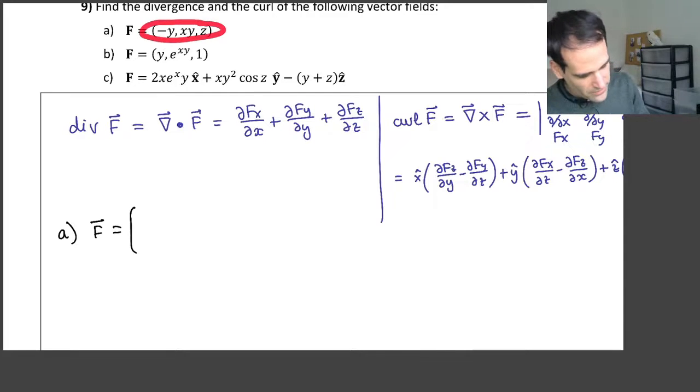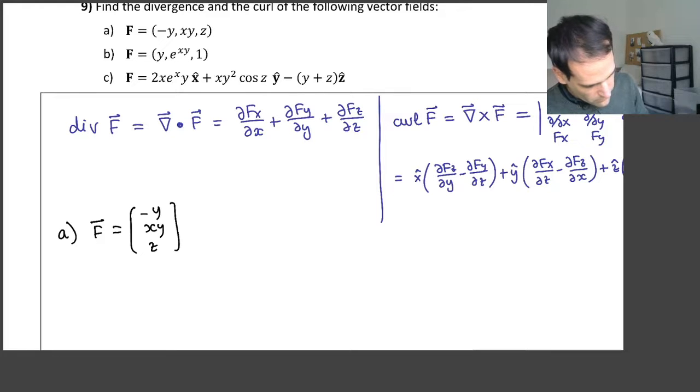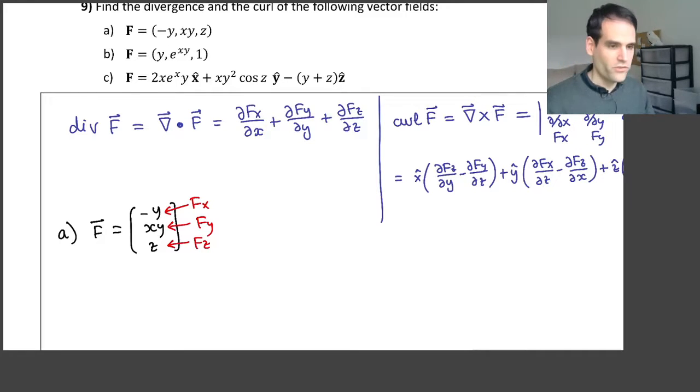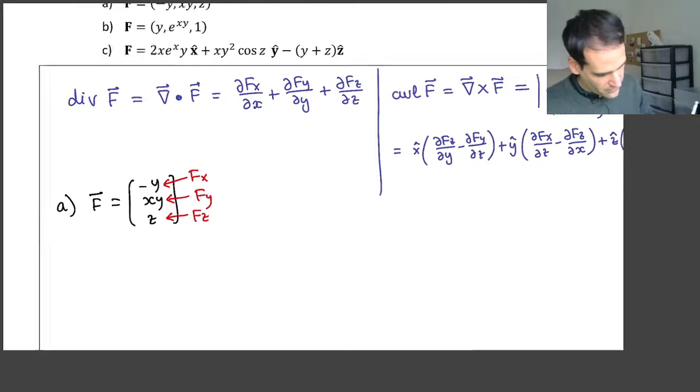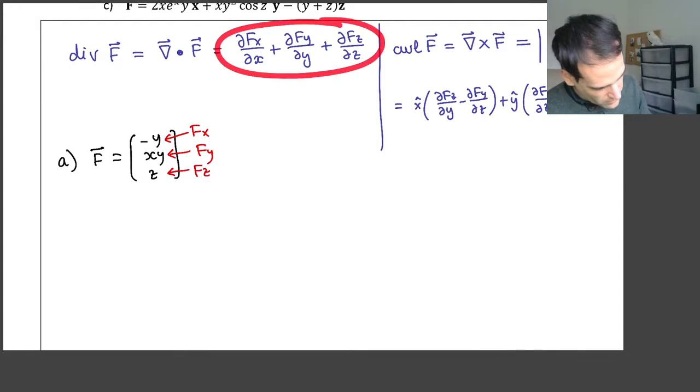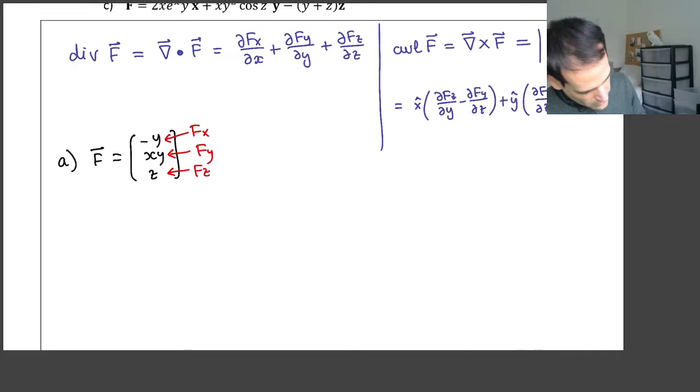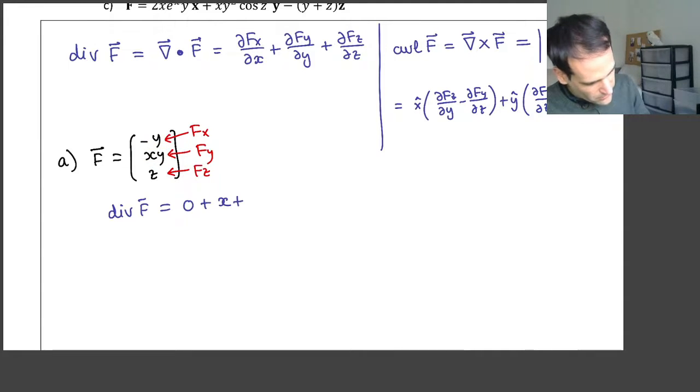So here I'm giving the vector field in the format of a vector like this. So of course you know that this is fx, this is fy, and this is fz. So the divergence of f, I just need to substitute this, evaluating the different partial derivatives. So the divergence of f is equal to partial of fx with respect to x, that will be 0, plus partial of fy with respect to y, that will be x, plus partial of fz with respect to z, that will be 1. So it will be x plus 1.